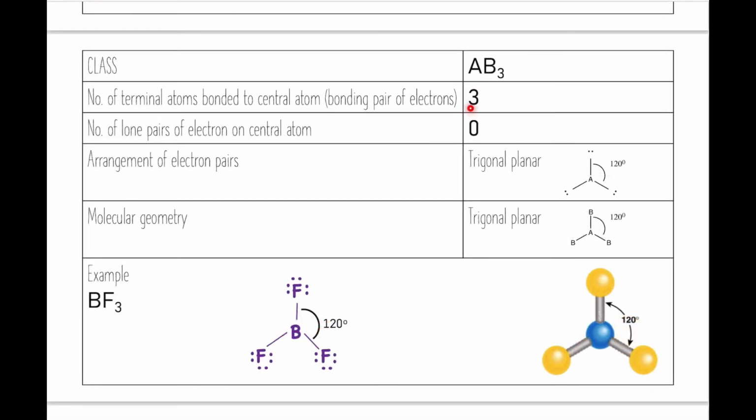AB3, 3 bonding pairs with no lone pair at the central atom. Therefore, the 3 bonding pairs will arrange themselves around the central atom in a trigonal planar fashion. The molecular geometry is trigonal planar with a 120-degree bond angle. One of the examples is boron trifluoride. As we can see here, there are no lone pairs at the central atom, but we have 3 bonding pairs at the central atom with a 120-degree bond angle. Remember that planar means when you put the molecule on a flat surface, it will not stick out of the plane.